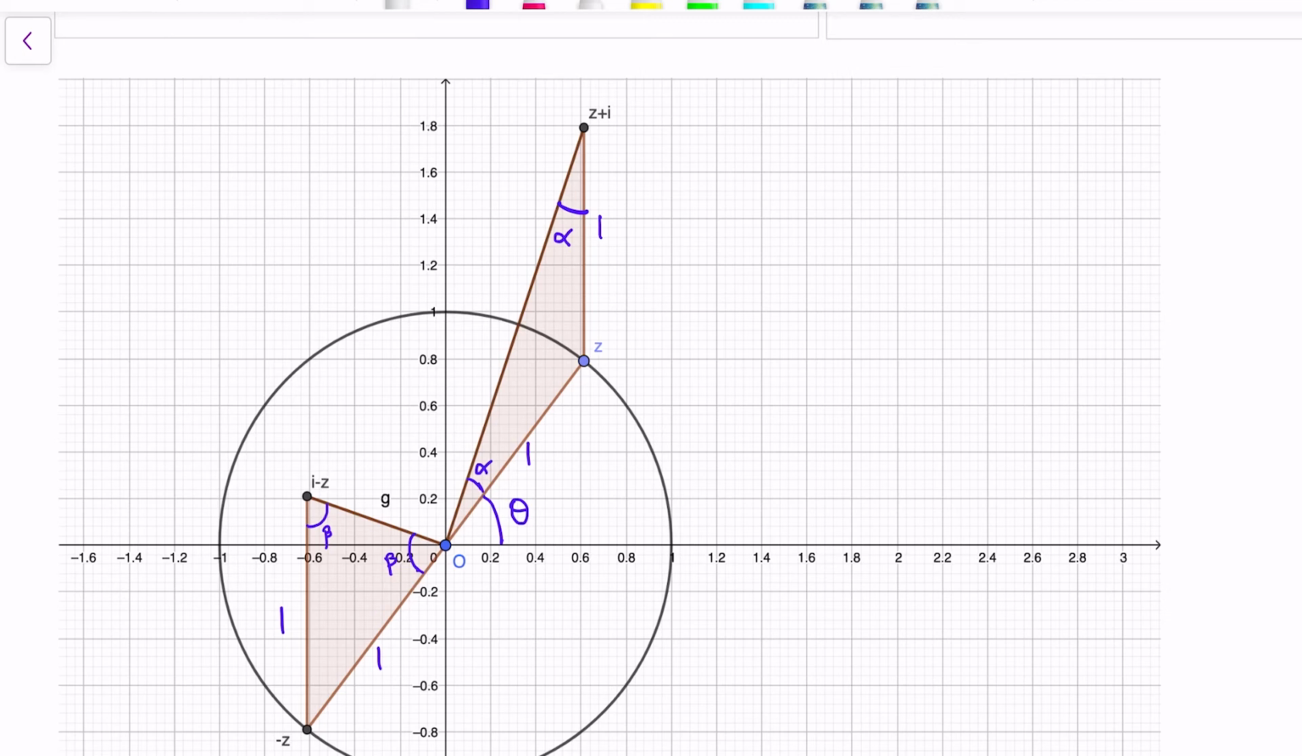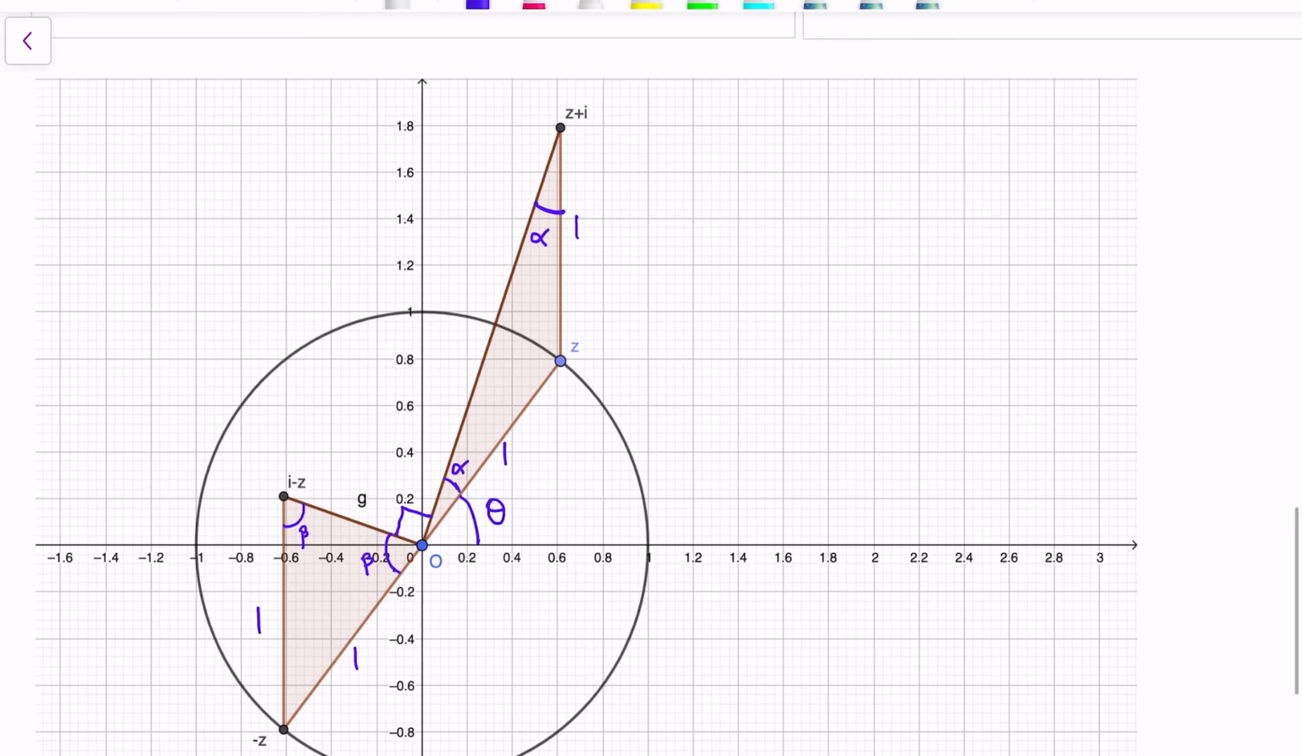What you need to show is that the angle here is 90 degrees. Okay, it can be seen on the picture, but I'll leave you to fill in the details of why that's 90 degrees.